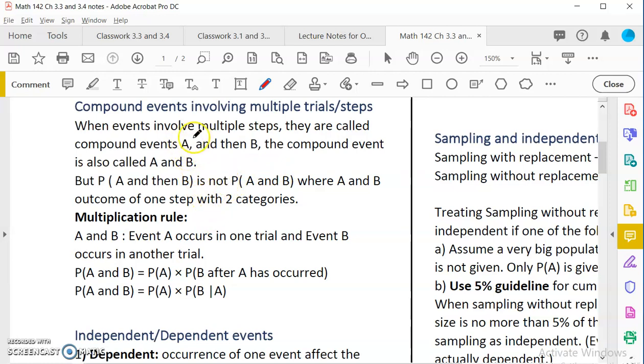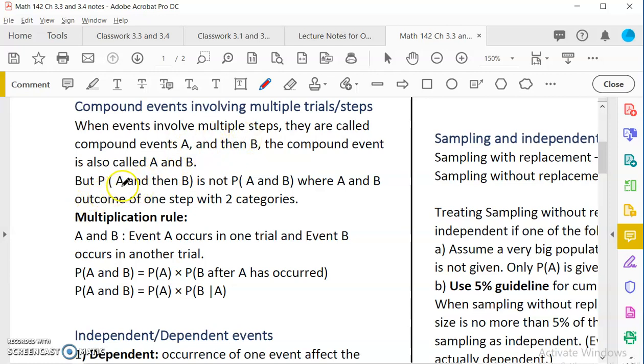But this compound event is not an event that has multiple categories, but multiple steps or trials. So one procedure that includes multiple trials, like sampling. When events involve multiple steps, they are called compound events, and the compound events are also called A and B. So it's really confusing. In the last 3.1 and 3.2, we talked about A and B being one cell in a contingency table that has 2 categories, but the same description is for an event that has multiple steps.